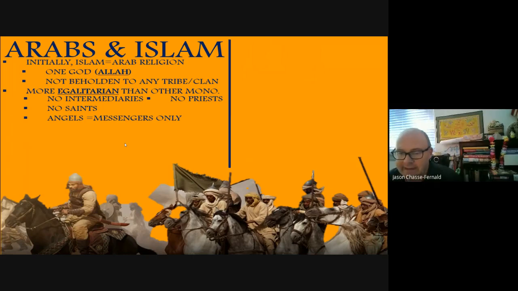Early Islam was generally considered to be egalitarian relative to other monotheistic faiths. And this has a lot to do with the fact that Islam emerges out of a pastoral nomadic society, and pastoral nomadic societies are generally more egalitarian than settled societies. So it's part of the origins of where it comes from, that it's going to be egalitarian. And then, of course, this provides a focus for one of our changes over time.